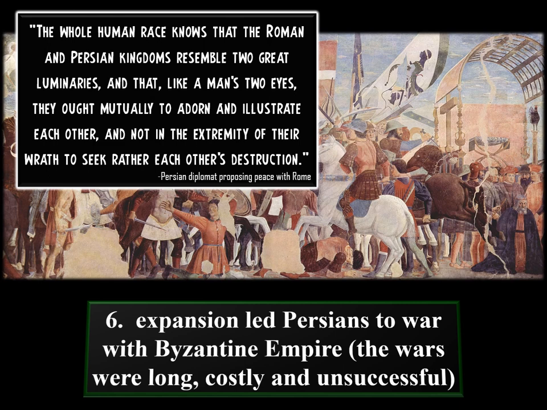A Persian diplomat proposing peace with Rome, meaning the Byzantine Empire, what was left of Rome, wrote, "The whole human race knows that the Roman and Persian kingdoms resemble two great luminaries, and that, like a man's two eyes, they ought mutually to adorn and illustrate each other, and not in the extremity of their wrath to seek rather each other's destruction."